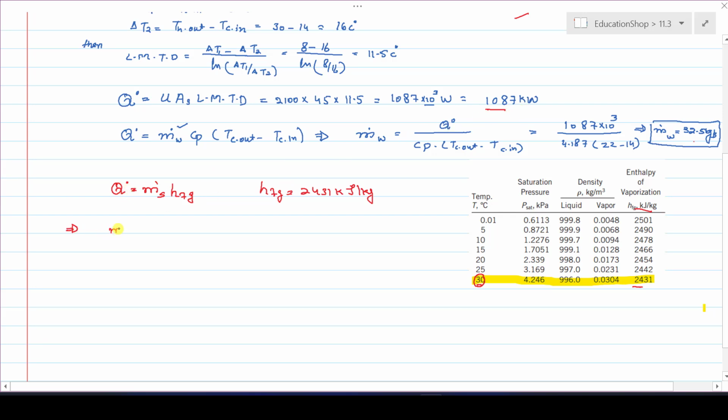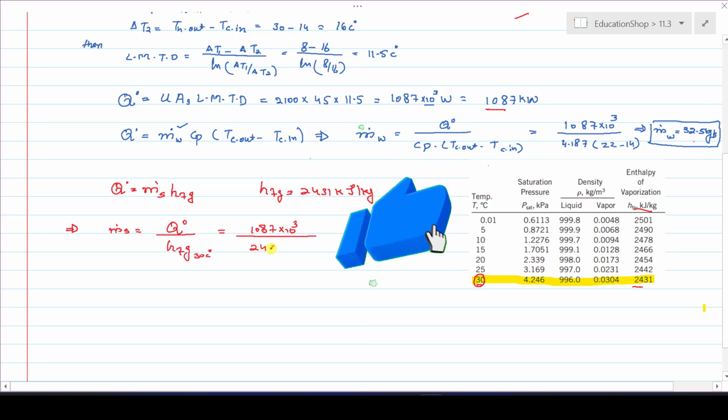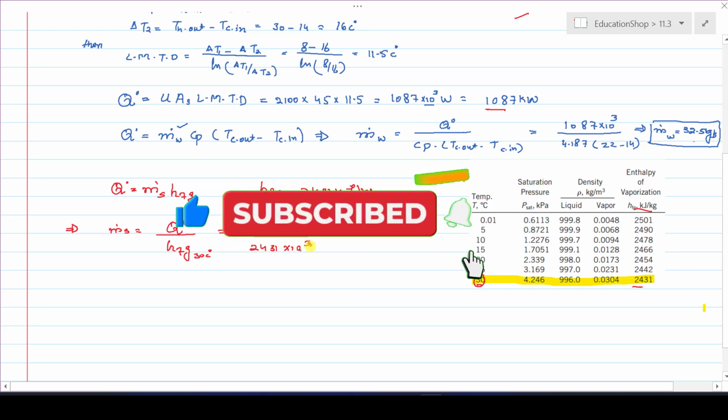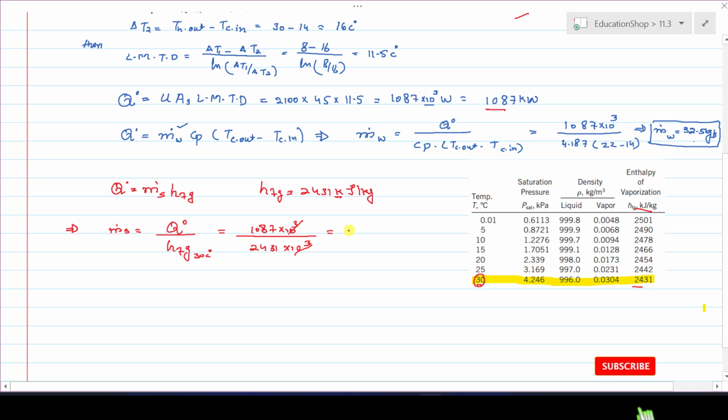I can say that the mass flow rate of steam is equal to the rate of heat transfer divided by the enthalpy of vaporization at 30 centigrade. Its value is 1087 multiplied by 10 to the power 3, divided by the h fg value 2431, and this k means 10 to the power 3. This will cancel out with this. Solve this on a calculator. You will get the mass flow rate of the steam, and it is 0.45 kg per second, and that is our final answer.